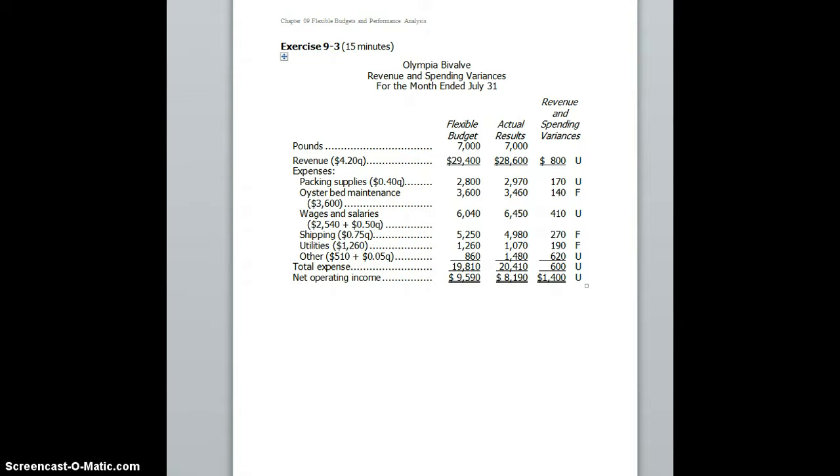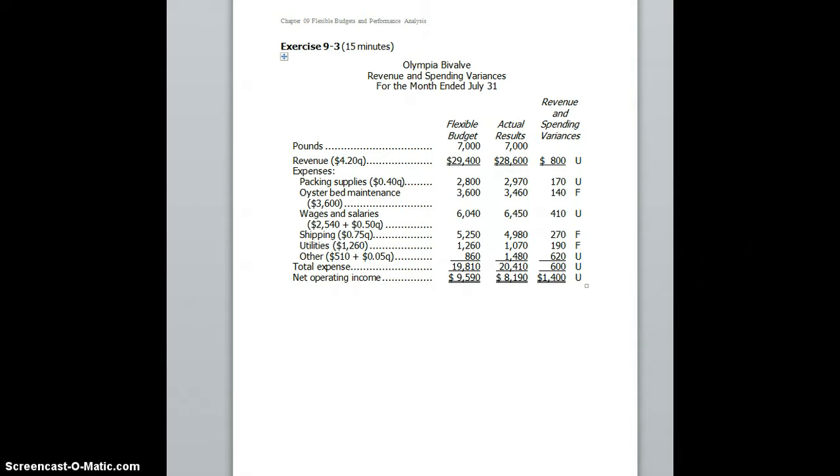So let's look here. Olympia Bivalve, we have the flexible budget for 7,000 pounds, which is the actual amount of pounds, and we see the net operating income being $9,590. However, when we look at the actual results, we have net operating income of $8,190. So what we're saying here is that in the flexible budget, we flex the original budget for the actual amount of activity, that being pounds.